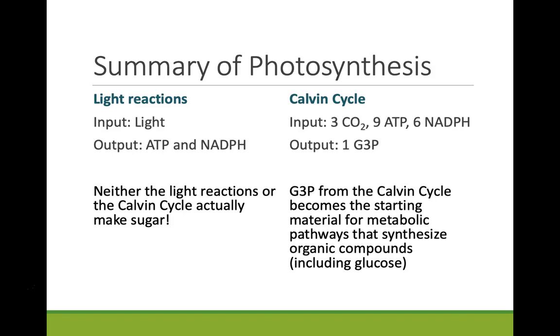So, as a summary of photosynthesis, for our light reactions, we put in sunlight energy. Tons and tons of sunlight energy every day is absorbed by the chlorophyll molecules on Earth, which means there's a lot of ATP being produced, and a lot of NADPH being produced. All of that ATP and NADPH goes into the Calvin cycle, where we require some carbon dioxide, and we output that G3P molecule. That G3P molecule is then starting material for a variety of metabolic pathways in an organism that synthesize important organic molecules.